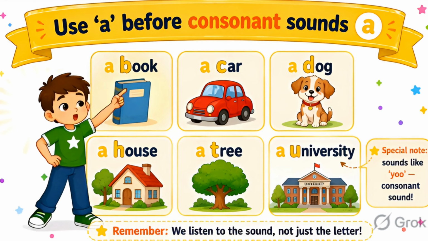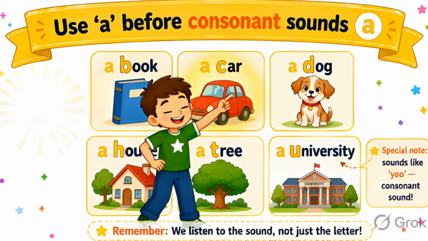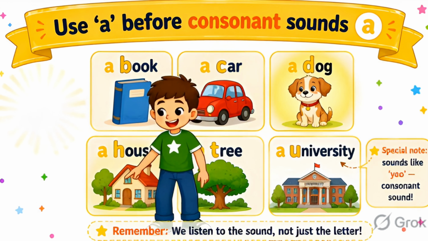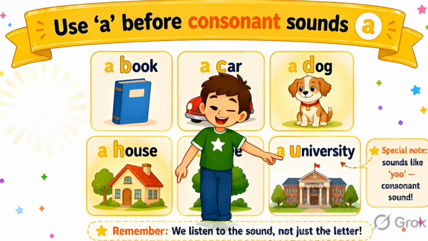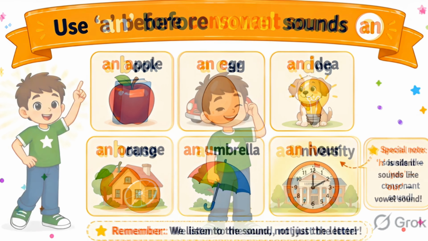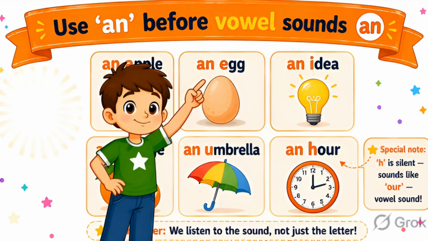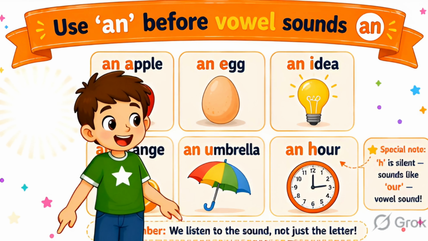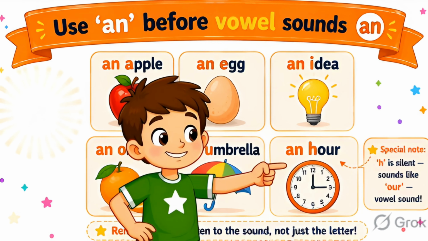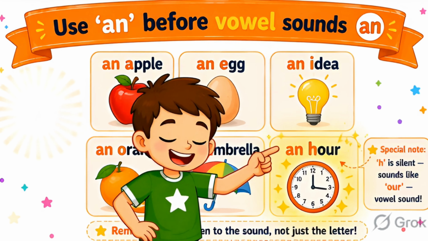Use a before nouns that start with a consonant sound: a book, a car, a dog, a house, a tree. And here's a surprise: a university, because it starts with a U sound, not a vowel sound. Use an before nouns that start with a vowel sound: A, E, I, O, U. An apple, an egg, an idea. And another surprise: an hour, because the H is silent and it sounds like hour.